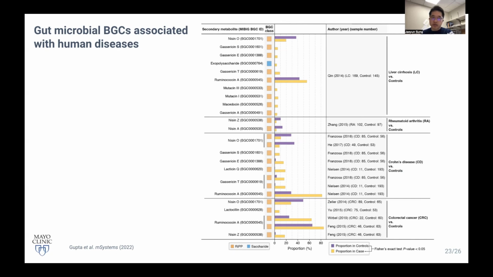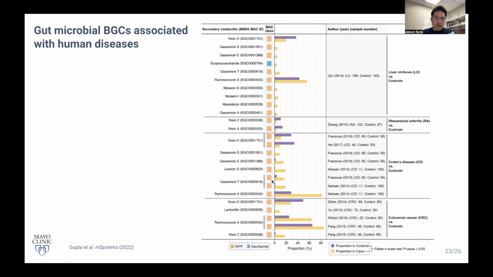So if all the samples have a certain BGC, then that's 100%. If none of them have a BGC, that's 0%. Okay, so assuming you get the picture. As you can see, some BGCs are found more frequently in disease, such as the ones here, here, here, here. And some are found more frequently in controls, such as ones here, here, and here. You can notice that some signals are consistently found in more than one study, such as for niacin O here, and ruminococcin A here, gastricin T here.